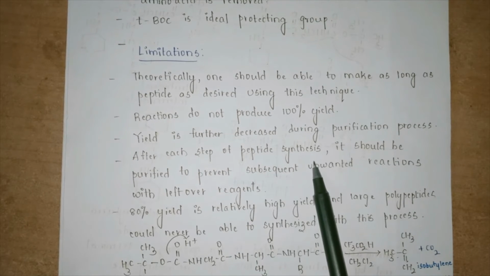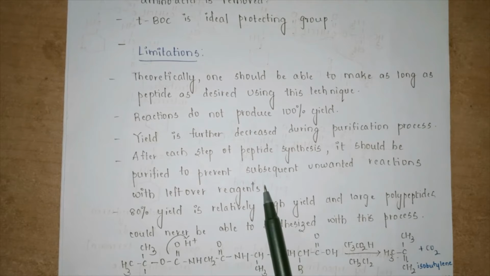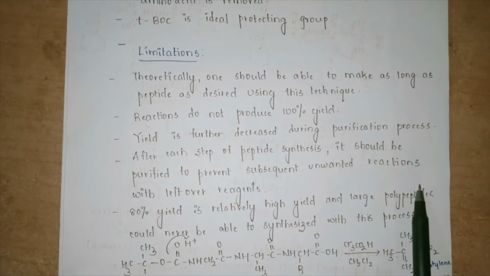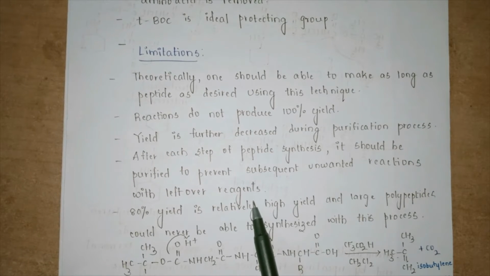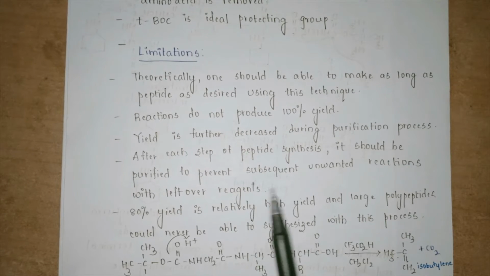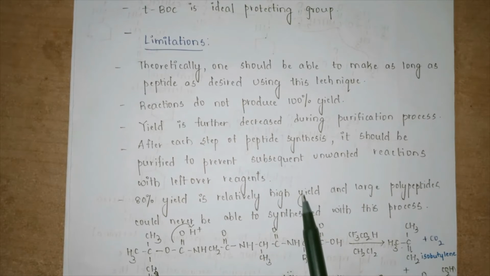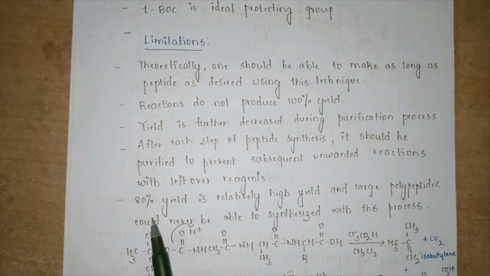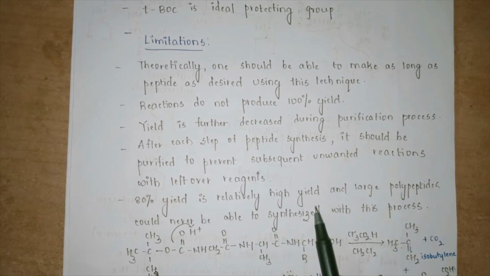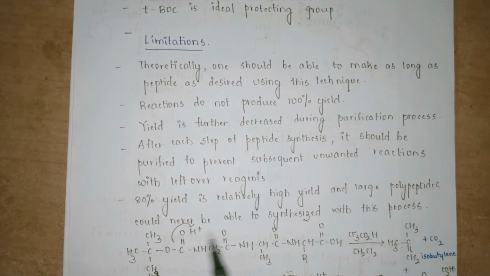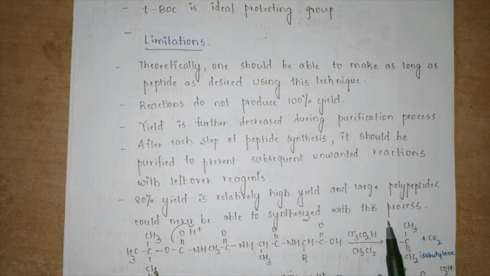After each step of peptide synthesis, it should be purified to prevent any subsequent unwanted reactions with leftover reagents. Now what may be the leftover reagents? They can be extra amino acid, extra DCC, extra T-box system. Now after every step a purification has to be done. This is a tedious process. 80% yield is relatively high yield, and large polypeptides could never be synthesized with this process.